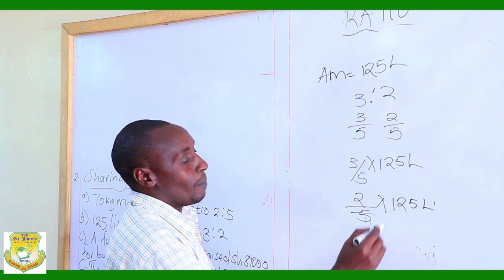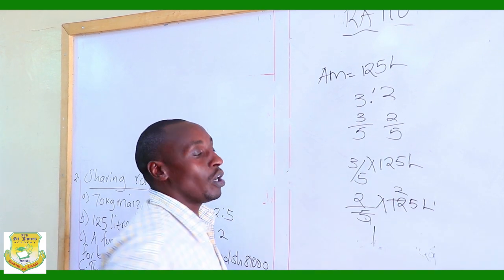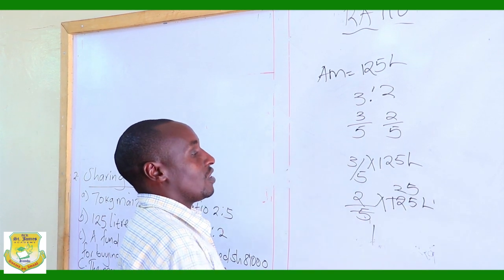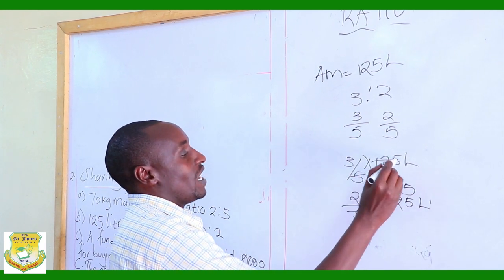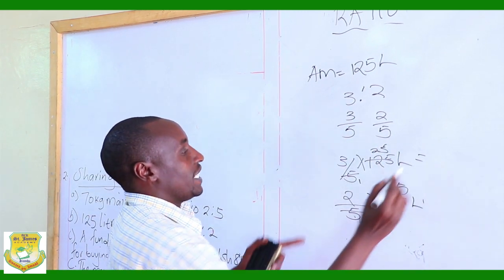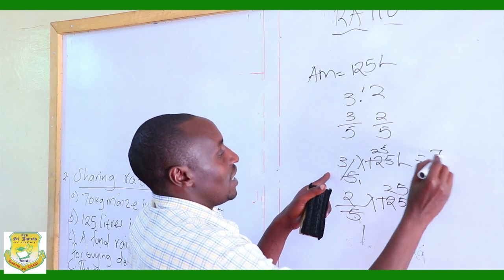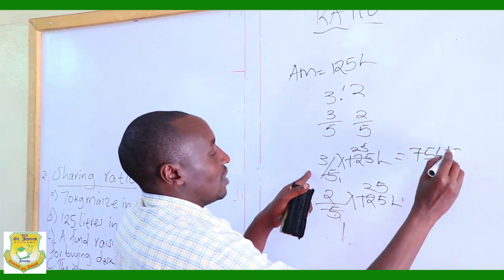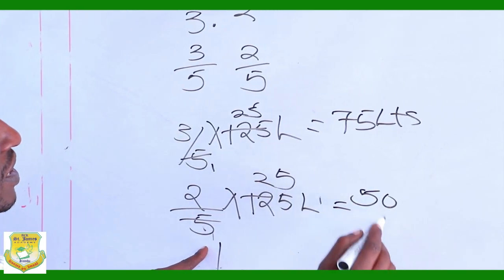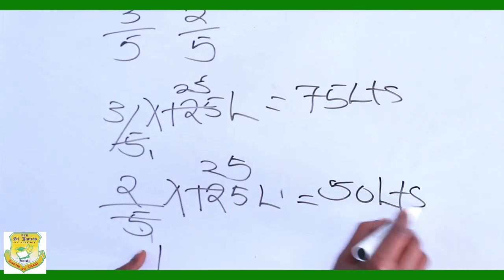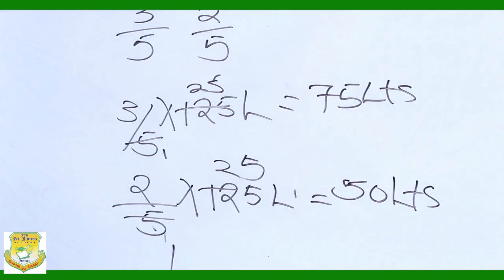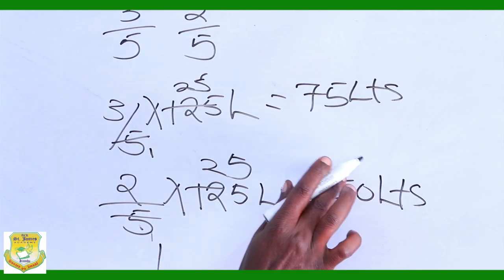By 5, 1, by 5, 25. So for the first one, I get the quantity is 75 liters. The second one is 50 liters. So they shared in that. The first one got 75 liters, the second one got 50 liters.